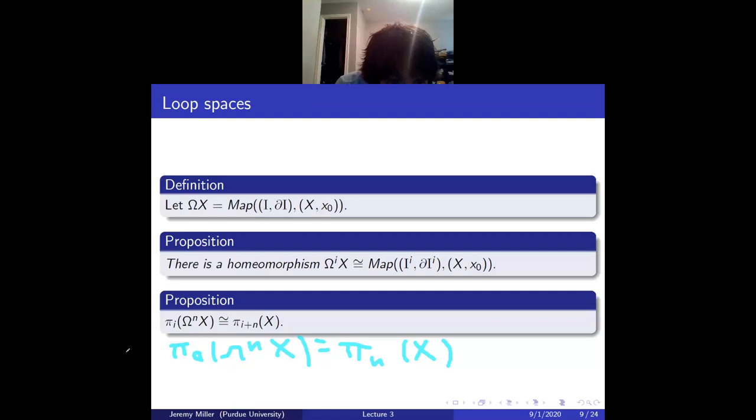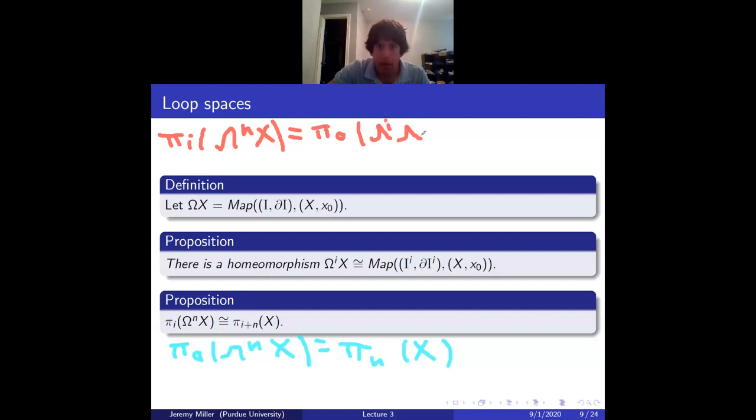How do you get the higher I version? Well, pi I of omega n X is the same thing as pi 0 of omega I of omega n X, which is the same thing as pi 0 of omega I plus n X, which is the same thing as pi I plus n of X.